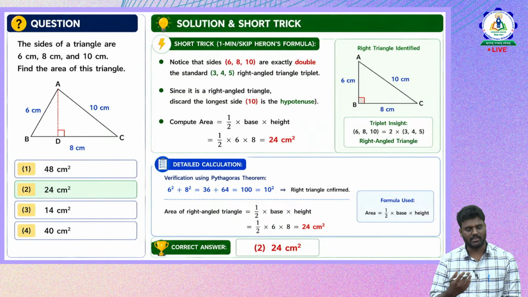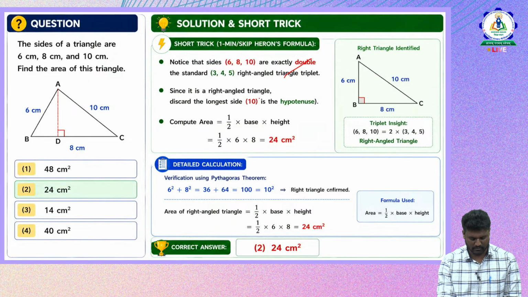If you remember the Pythagorean triplet, 6, 8, 10 are the multiples of 3, 4, 5, where 3 twos are 6, 4 twos are 8, and 5 twos are 10. So these are exactly double the Pythagorean triplet 3, 4, 5. Since 3, 4, 5 satisfy the Pythagoras condition, it is a right angle triangle. The longest side in the given 6, 8, 10 is 10, that is the hypotenuse.